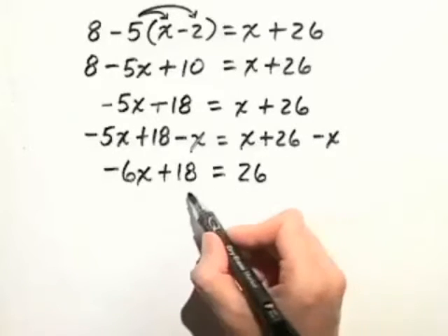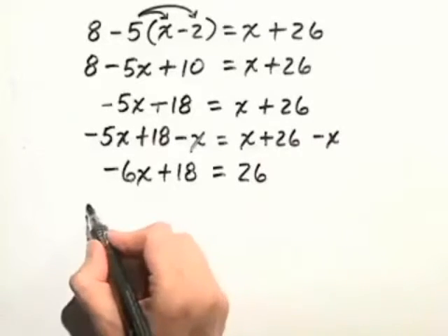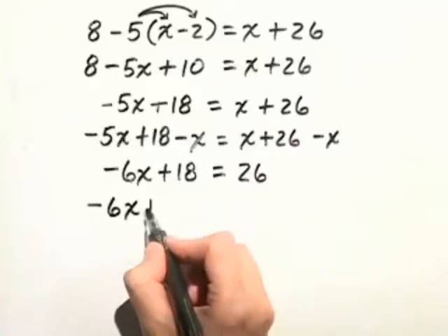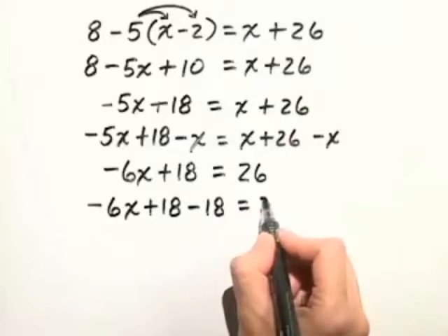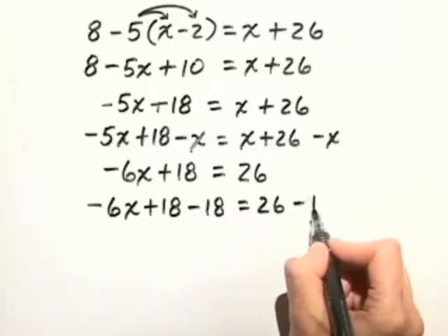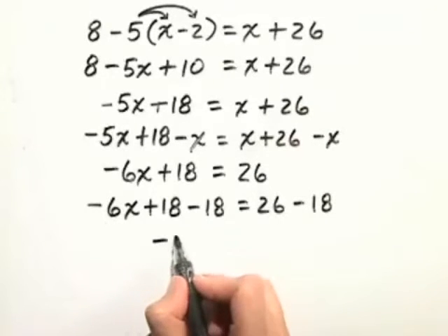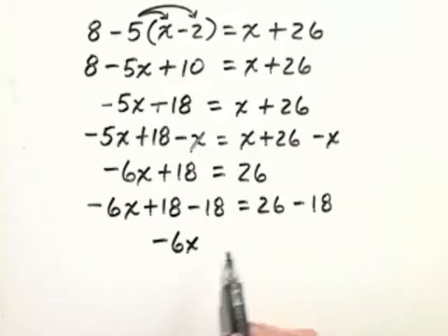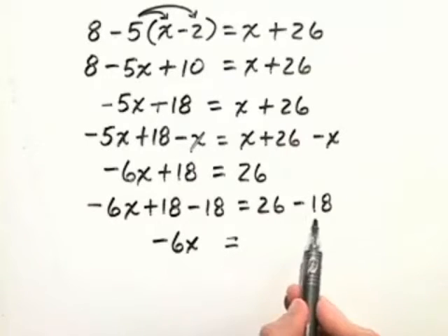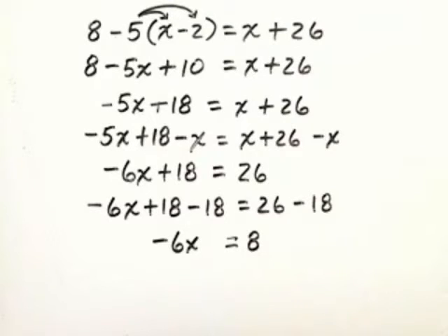Next, we'll subtract 18 from both sides of this equation to get the constants on the right-hand side. So we have negative 6x plus 18 minus 18 equals 26 minus 18. On the left-hand side, we're just left with negative 6x because the 18 and minus 18 add to 0, equals, on the right-hand side, 26 minus 18 is 8.